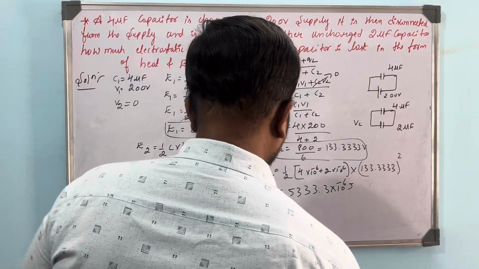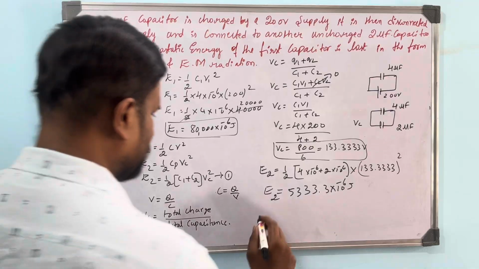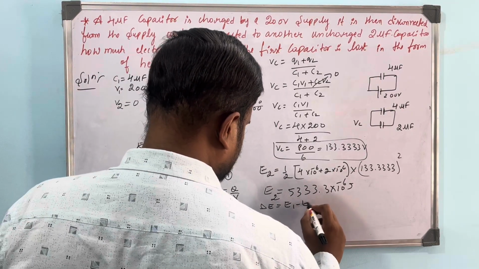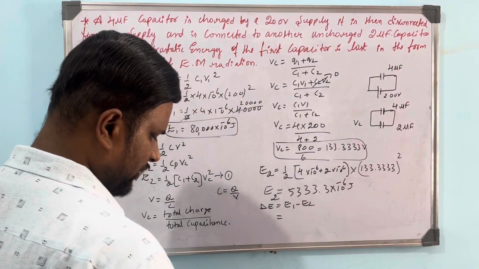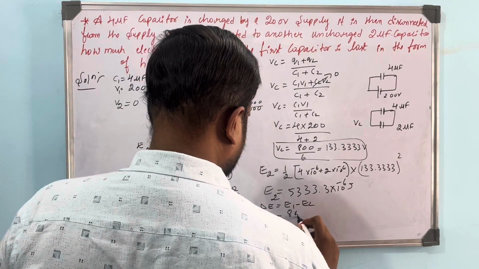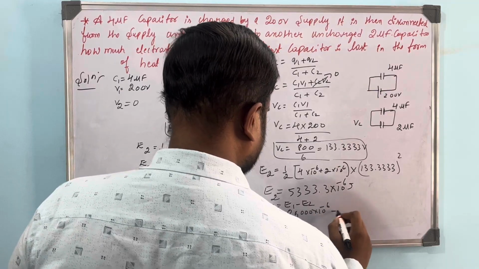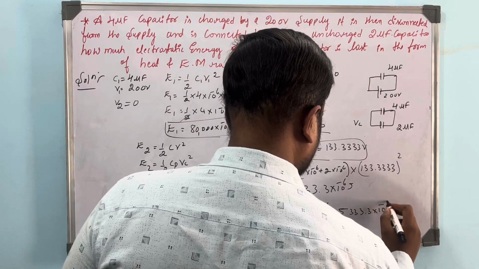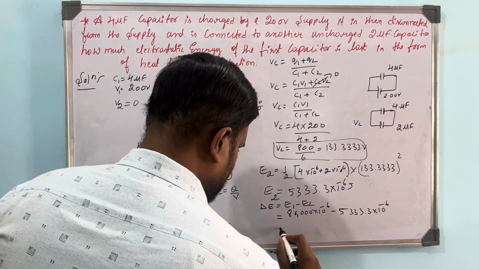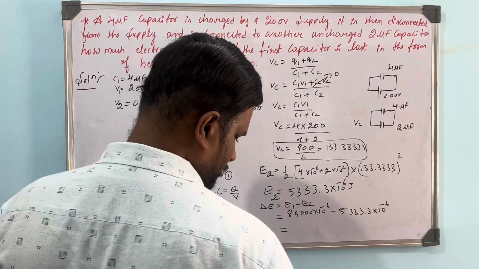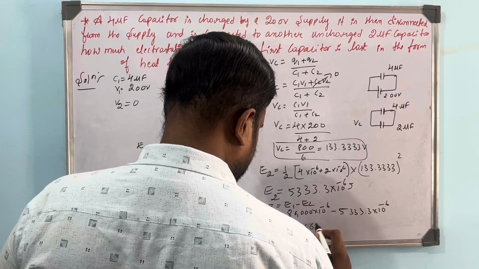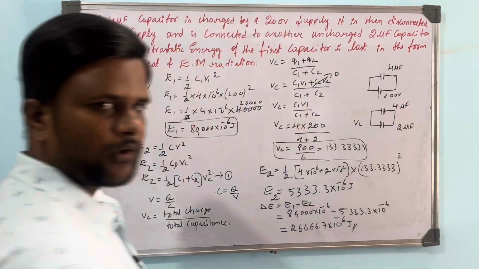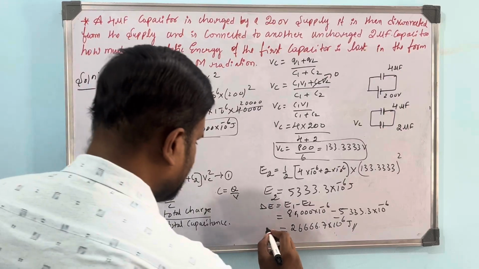But what I need to calculate is the delta E value, which is E1 minus E2. The E1 value is 80,000 into 10 to the power of minus 6 minus 5333.3 into 10 to the power of minus 6. If you simplify, you will get 2666.7 into 10 to the power of minus 6 joule. So this is the required delta E value.